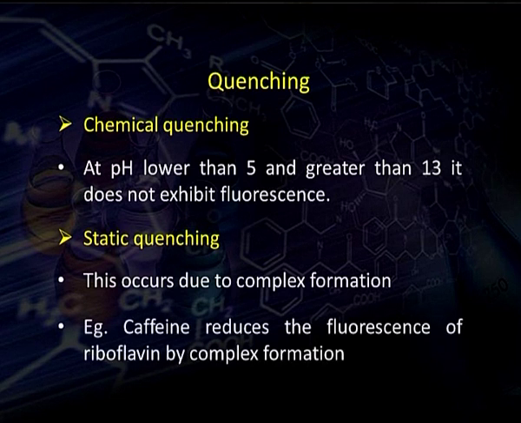Next is static quenching. This occurs due to complex formation. Example, caffeine reduces the fluorescence of riboflavin by complex formation. So, in this case a complex is formed which reduces the fluorescence. This is called static quenching.